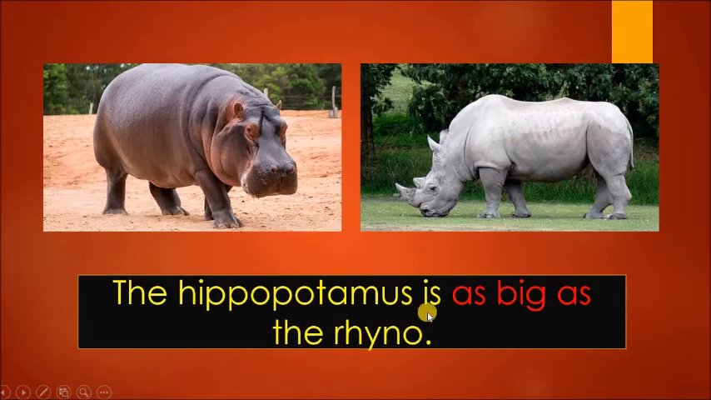The hippopotamus is as big as the rhino. Why is? Because if we use this characteristic big, we notice they are equal. The hippopotamus is big, the rhino is big. So the conclusion is that the hippopotamus is as big as the rhino.